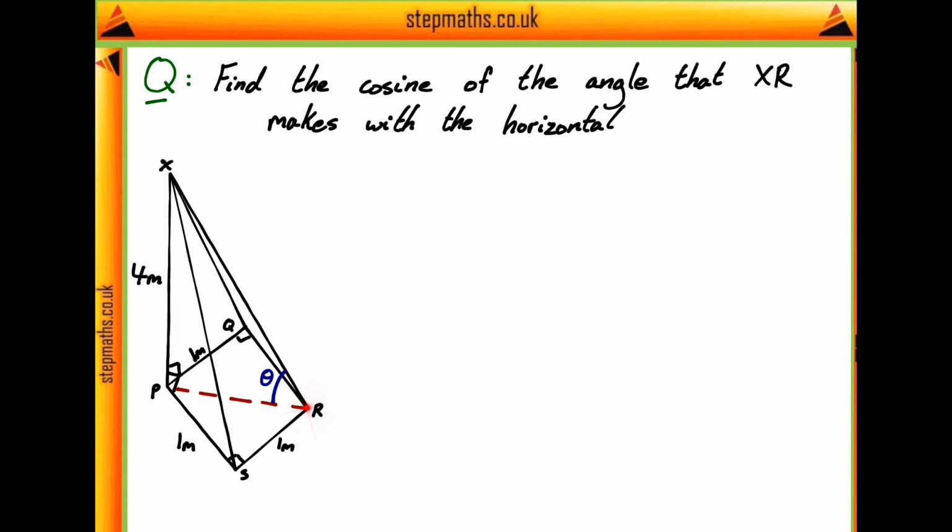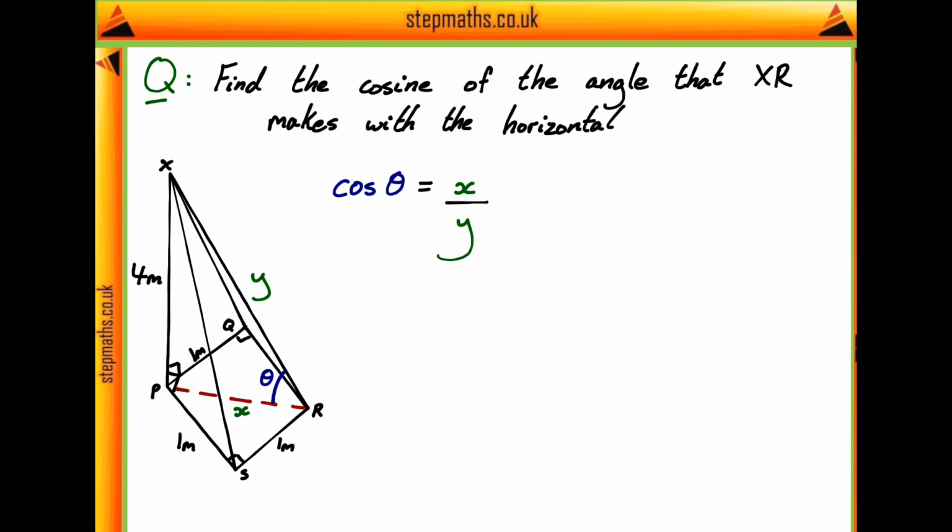So what we can now do is label on this extra side, going from R to P. And we already have our length of R up to X, so we could call these two some different variables, such as X and Y. In which case, the cos of the angle we're trying to find, theta, is just going to be equal to X over Y, the adjacent over the hypotenuse. So to find cos of theta, we need to find both X and Y.